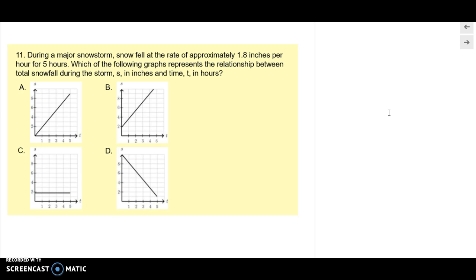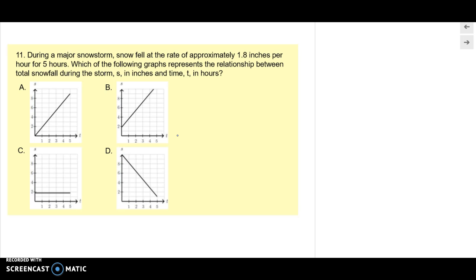So every hour, we're going to add 1.8 inches to the total. Our vertical axis right here, the S, represents how much snow has fallen during the storm, not just on the ground, but during the storm itself. And then our horizontal axis here, T, is our time. So if we just reason this one out, we might be able to easily pick out the correct answer. But think about this.